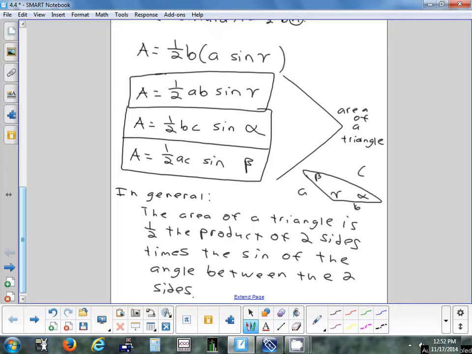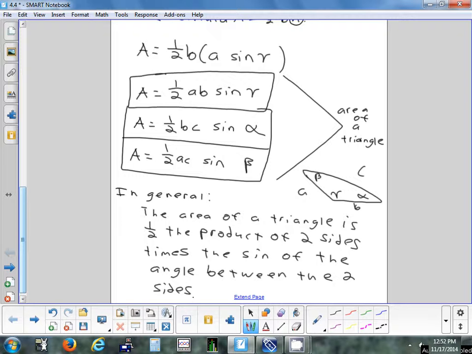That's our standard triangle, the way we always label it. A, B, and C. A across from alpha, B across from beta, and C across from gamma. So if I took A and B, the angle that I'd use is gamma. So it would be 1/2 AB sine gamma. If I took B and C, it would be 1/2 BC sine alpha. And if I took A and C, it would be half of A times C times the sine of beta.